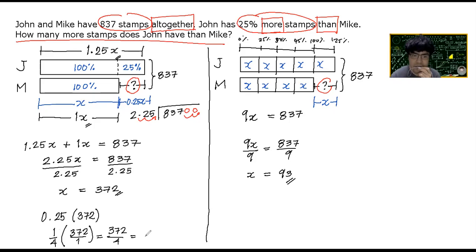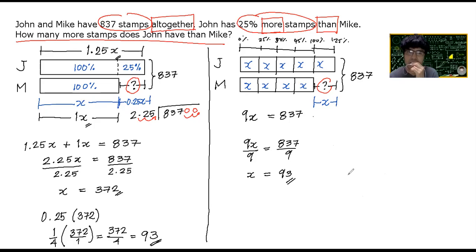So 36 divided by 4 is 9, with the 37, remainder 1, bring down 2, so this will become 12. 12 divided by 4 is 3. So 93. It's still the same. Luckily, for the fraction, since this is x, we are able to solve this answer already. Now, the number of stamps that John has more than Mike is 93 stamps.